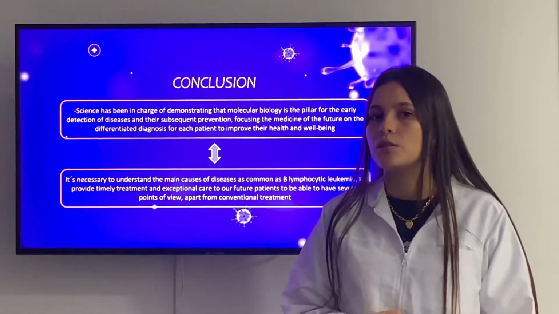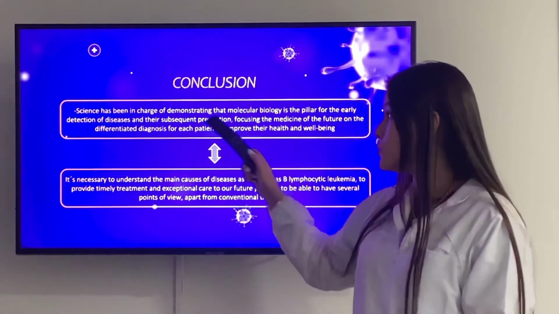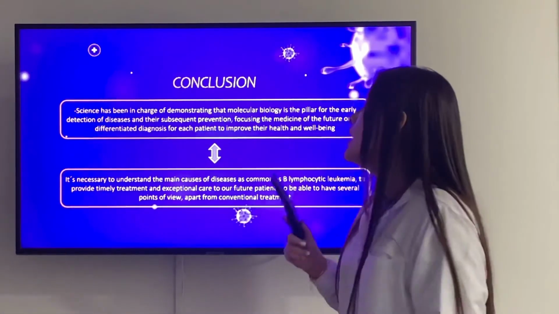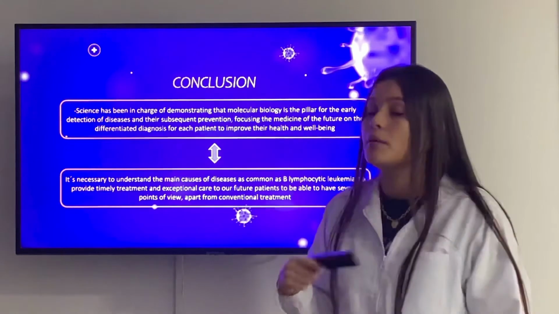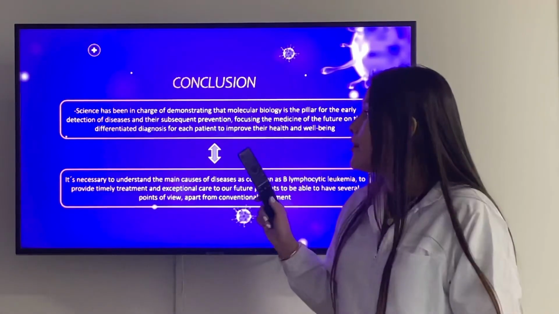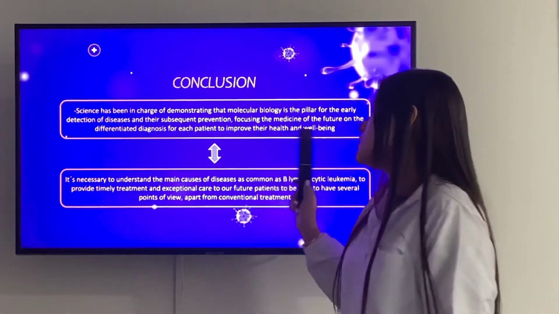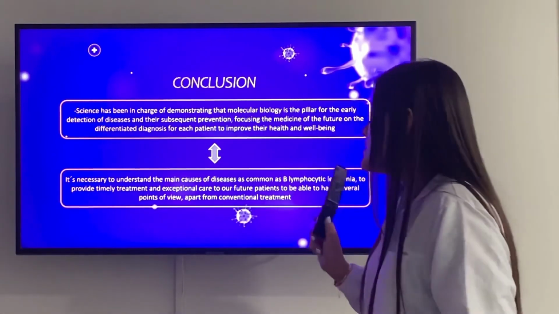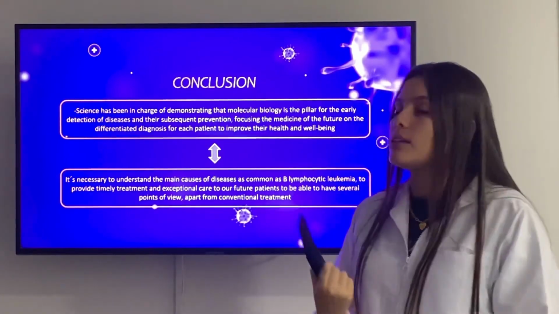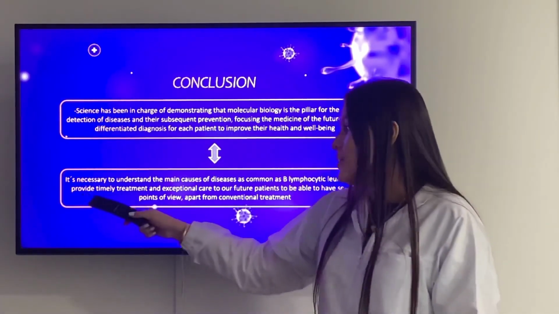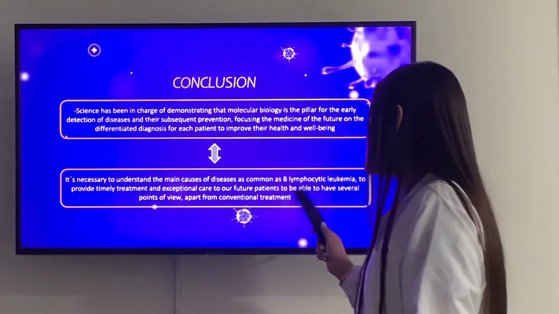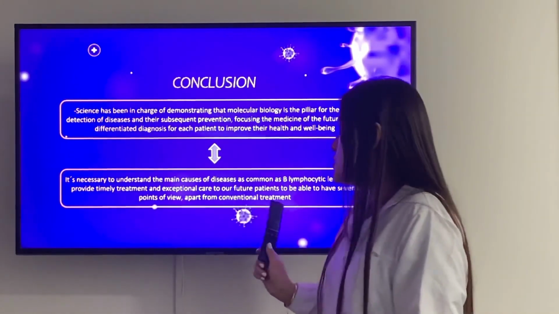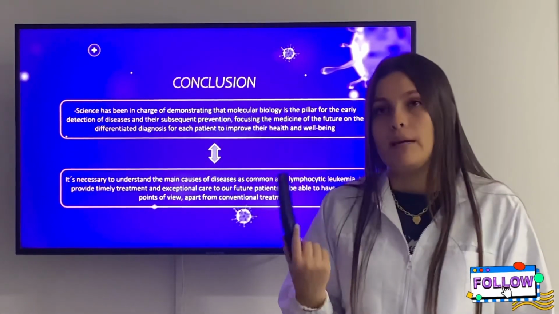Finally, we have the conclusions. Science has been in charge of demonstrating that molecular biology is the pillar of early detection of disease and its subsequent prevention, focusing the medicine of the future on a differentiated diagnosis for each patient to improve their health. It is necessary to understand the main causes of diseases as common as B lymphocytic leukemia, which we worked on in this investigation, to provide timely treatment and exceptional care to our future patients, to be able to have several points of view apart from the conventional treatment that we use in medicine nowadays.